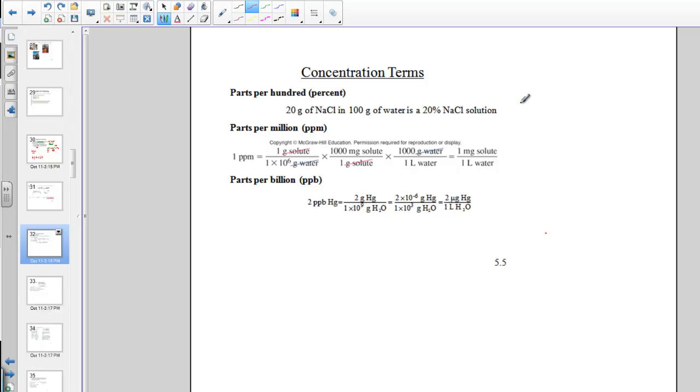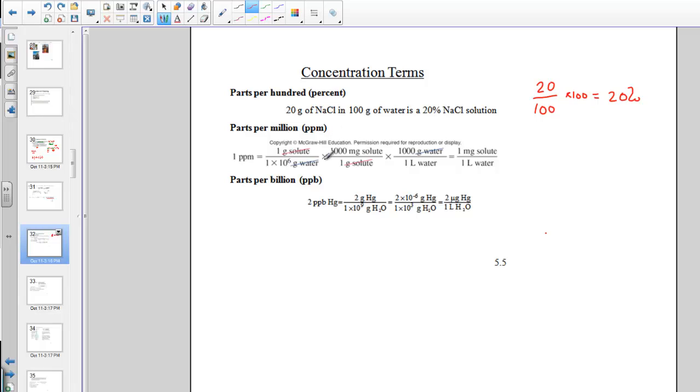The concentration terms we might encounter in a laboratory setting or hospital setting. First of all, parts per 100. If I had 20 grams of table salt called sodium chloride dissolved in 100 grams of water, I would have a 20% saltwater solution. So look what we've done. The 20 grams of solute in the 100 grams of water create 20%. So 20 parts in 100 parts expressed as a percent is simply 20%.